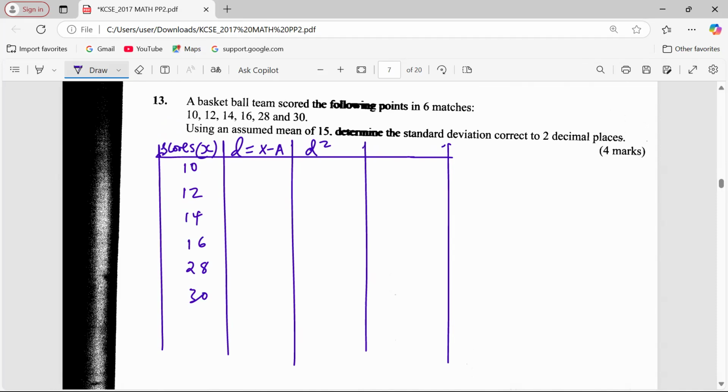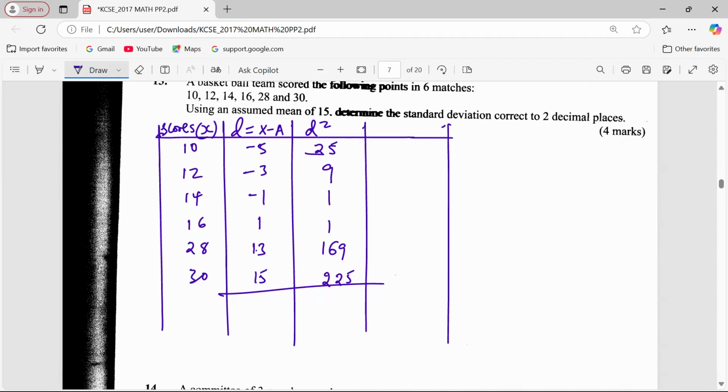Now, 10 minus 15, negative 5. 12 minus 15, negative 3, negative 1, 1. 28 minus 15 is 13. 30 minus 15 is 15. Then now we are supposed to square all the deviations. So we get 25, 9, 1, 1, 169, 225.